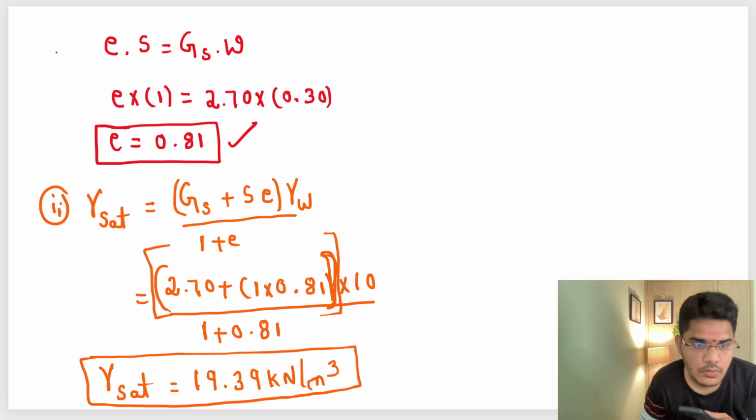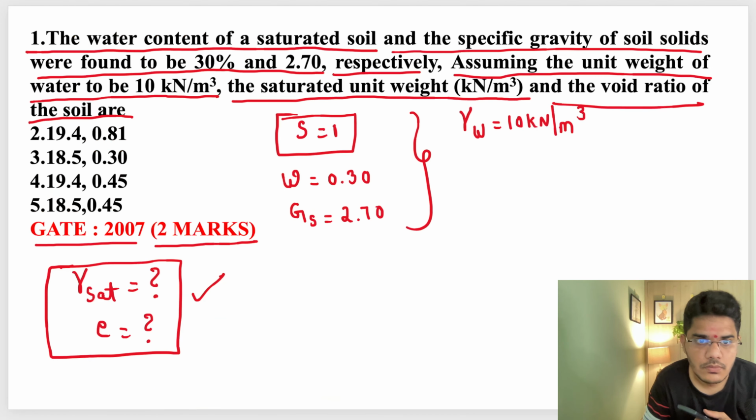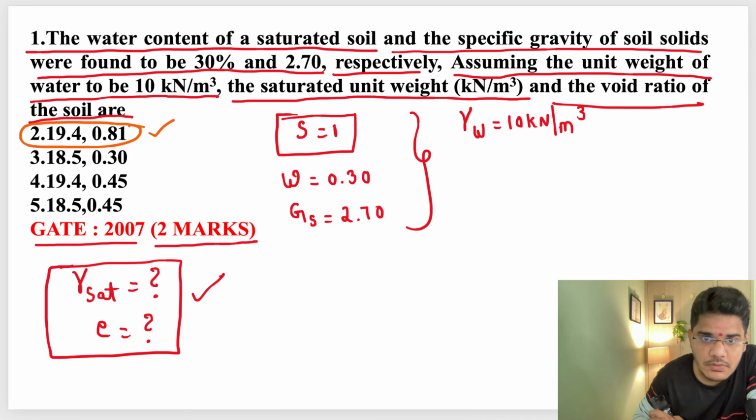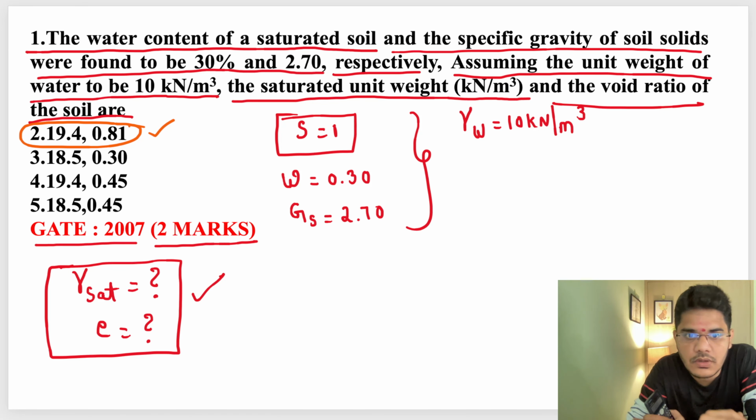According to the given options, which option is correct? The first option is matching, 19.4 and 0.81. So with a simple formula, first we calculate E, and after calculating E we have the relationship in terms of saturated unit weight, from which the saturated unit weight can be calculated. So this is actually a very simple question. It was given for 2 marks. I hope this problem is clear for you.